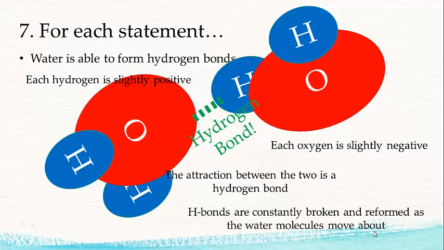Hydrogen bonds are being constantly broken and reformed as the water molecules are moving about. So this hydrogen bond that we just formed, it might disappear the next second and a different bond might reappear the second after. They're very fluid and they're broken and reformed as the water molecules move.